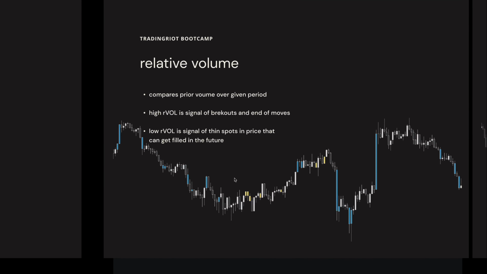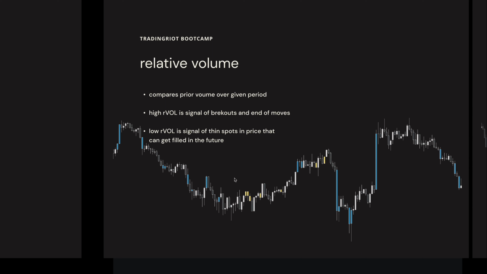So the relative volume compares the prior volume over a given period of time. This is done by using a simple moving average, deviation from something like Bollinger Bands, or any kind of mean. What is important to know is that high relative volume is a signal of a breakout and end of the moves. The low relative volume is a signal of thin spots in price that can get filled in the future.